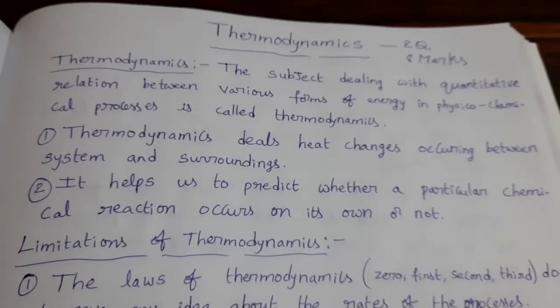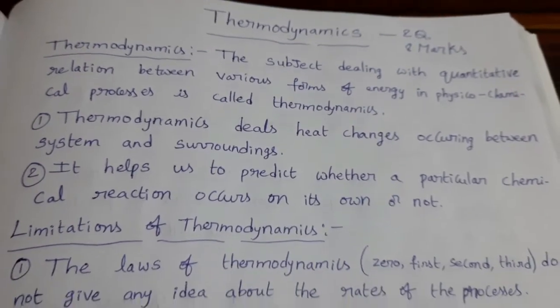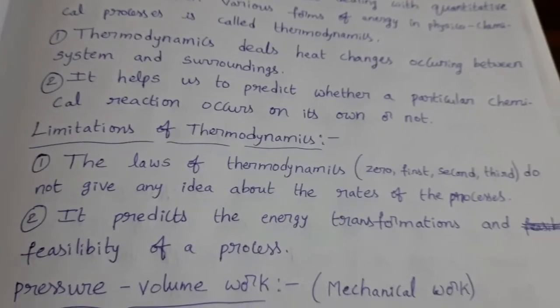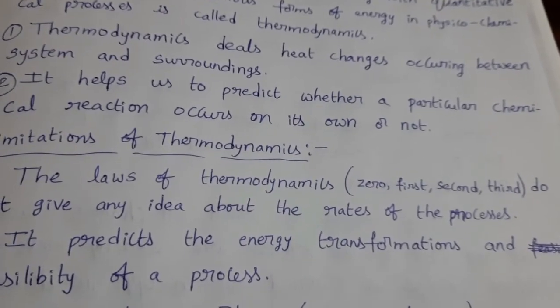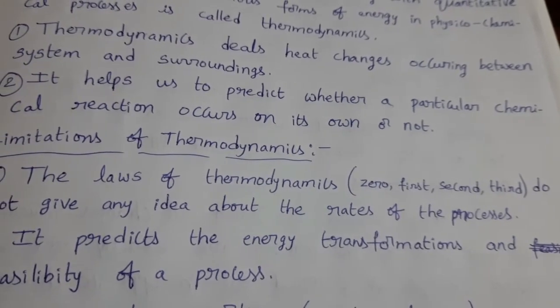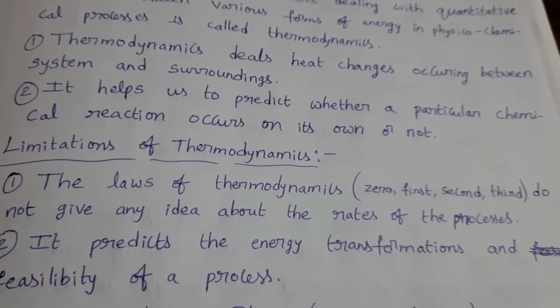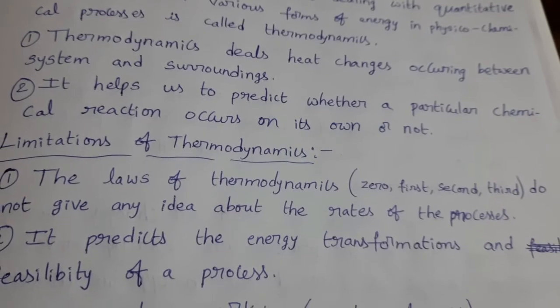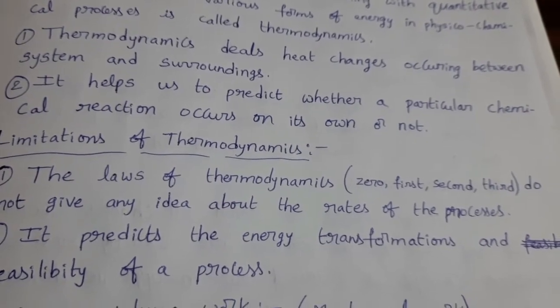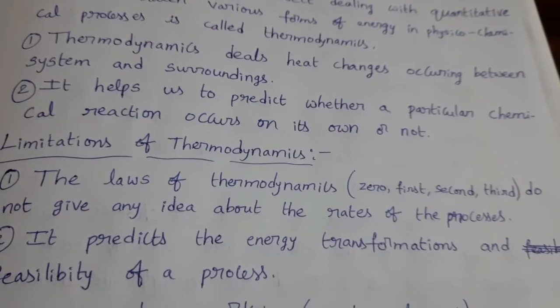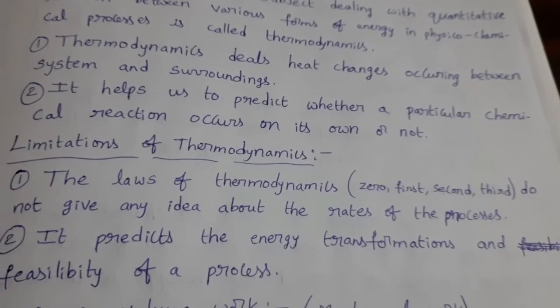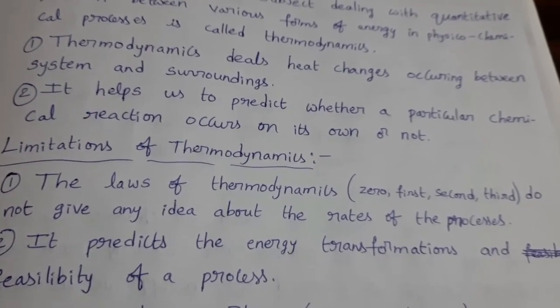This thermodynamics has some limitations. See them. The laws of thermodynamics: 0, first, second, third law. That means the 0th law, first law, second law, and third law of thermodynamics. Based upon experimental facts, 4 laws were proposed. Those are called the laws of thermodynamics.